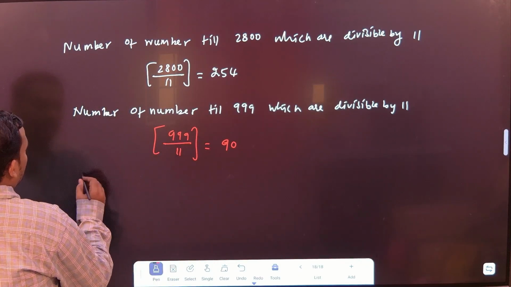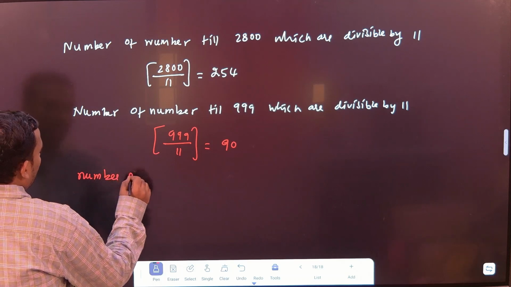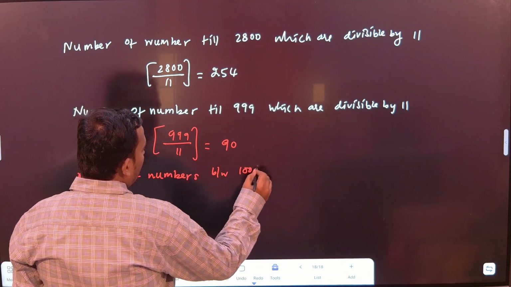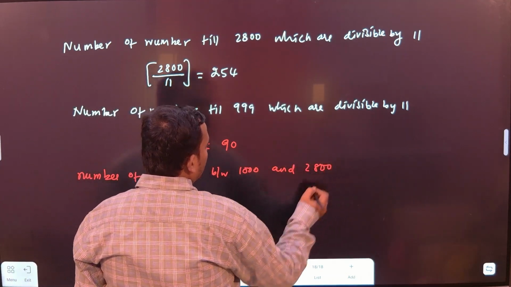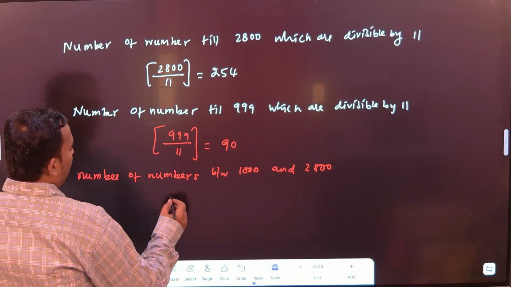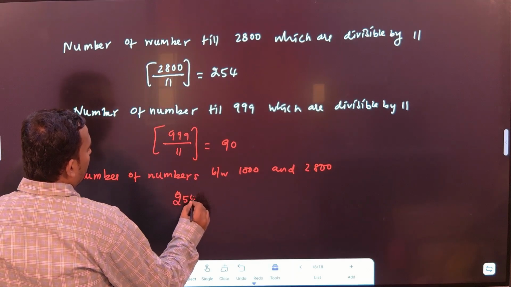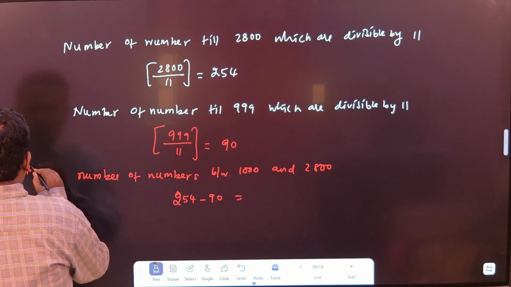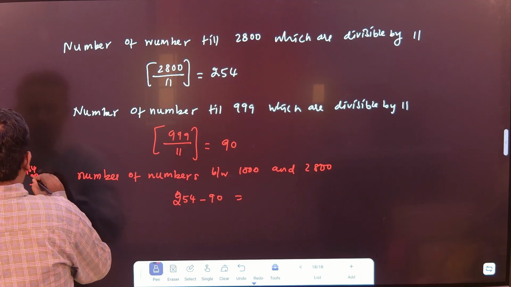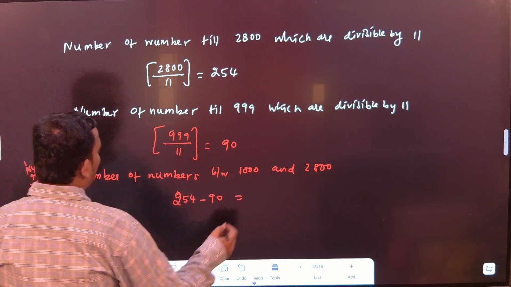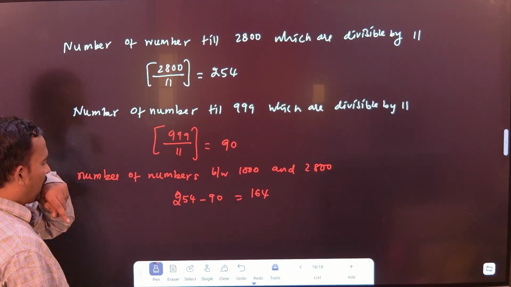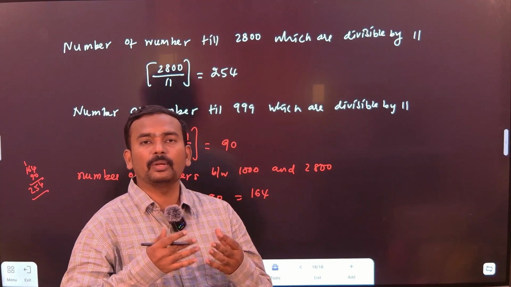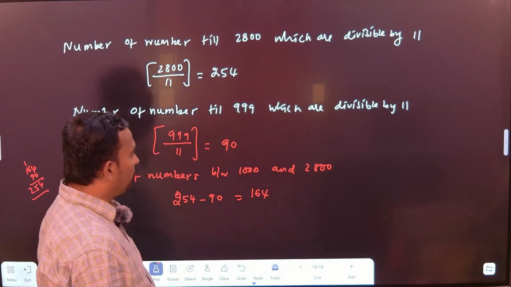So we need the number of numbers between 1000 and 2800. So how many numbers are possible here? 254 minus 90. How much will it be? Yes, 164 will come, right? So how many 4 digit numbers are divisible by 11? So 164 numbers are possible.